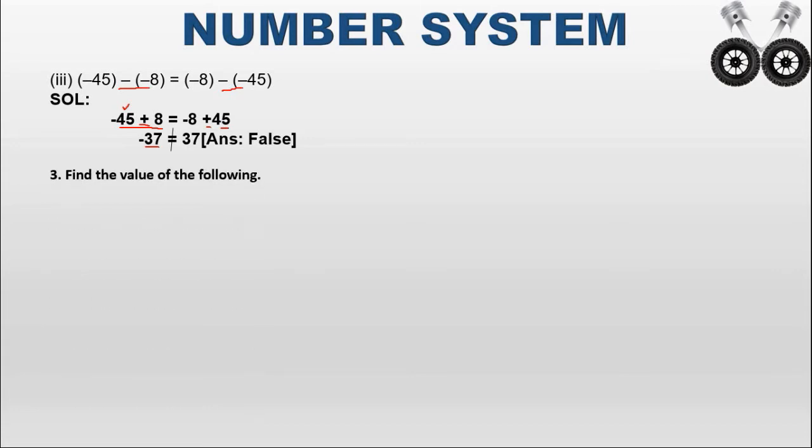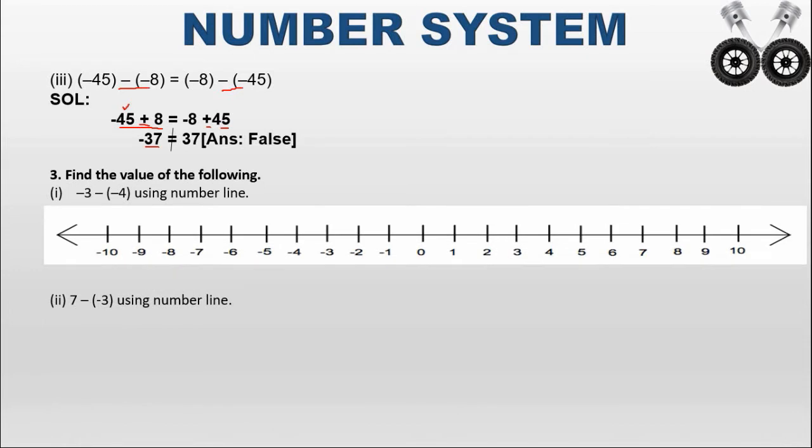So next problem, find the value of the following. Subdivision 1, minus 3 minus of minus 4 using number line. We have to find the values using the number line. So first, where do we have to start? We have to start at 0. So what is the first integer? It is minus 3. So that means we have to move towards the negative direction.